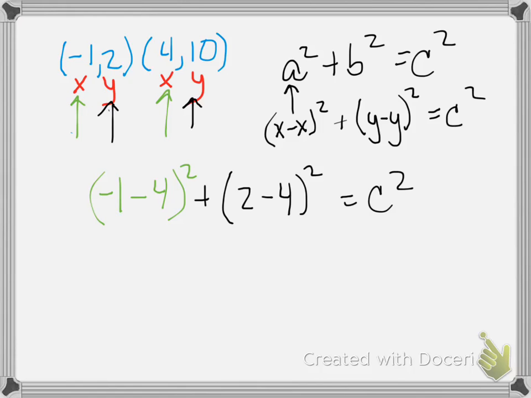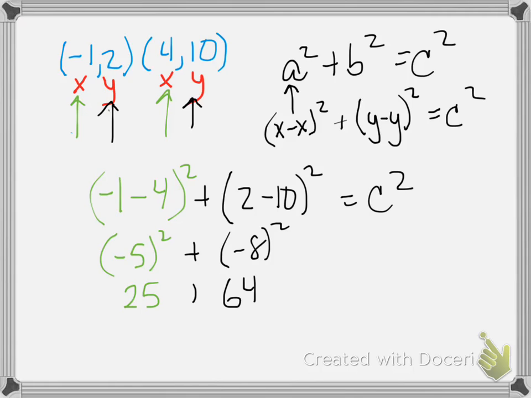Whoops, that should be a 10. Erase. There we go. Take away 10. So this is -5 squared, which is going to give me 25. Plus, this is -8 squared, which is going to give me 64.